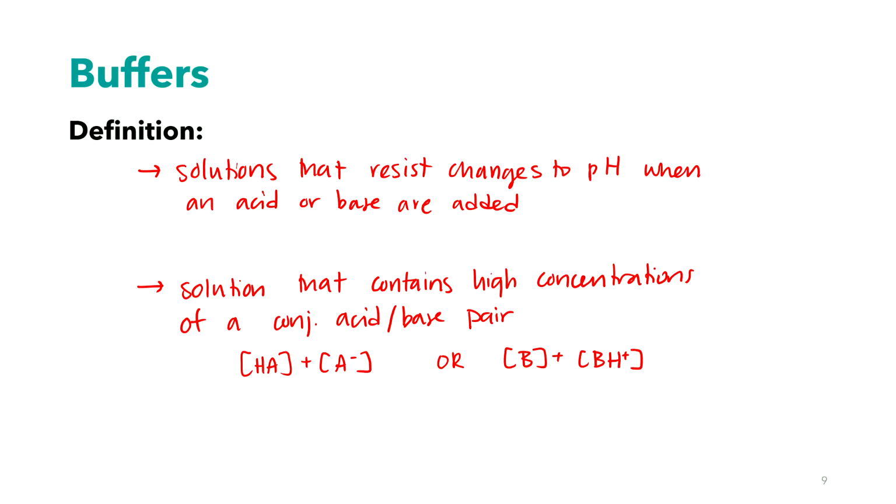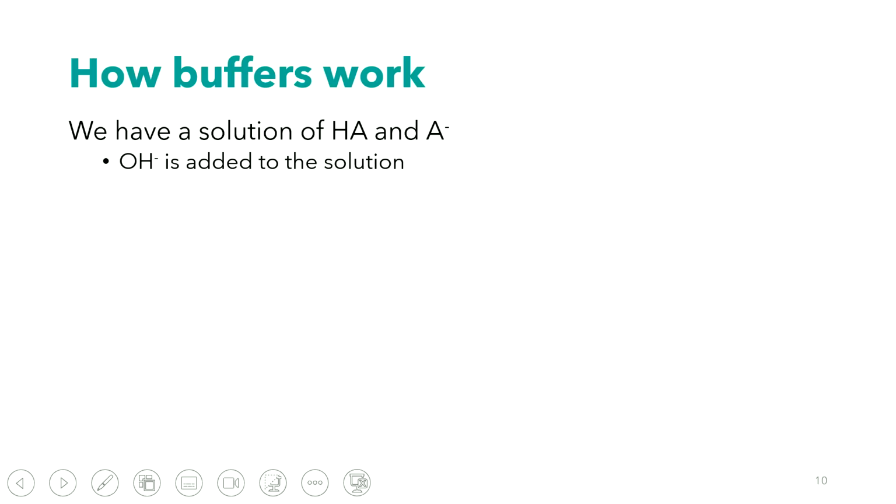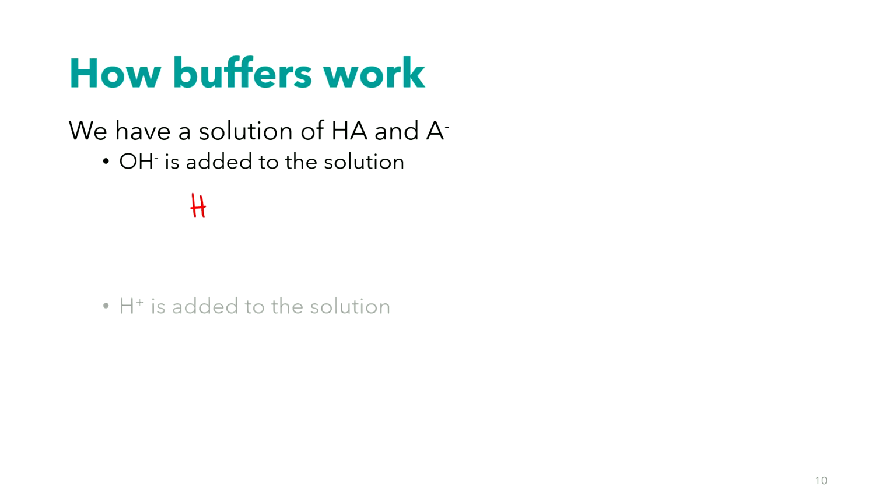All right. So now let's try and unpack why that works. Why does a system with those two components resist changes to pH? So we have a solution. We're looking at this combination of HA and A minus, and we add some OH minus to the solution. So what happens? If I put in OH minus, what will happen?